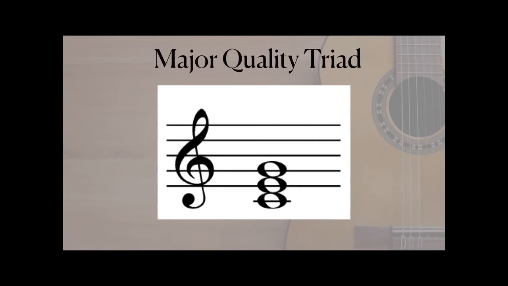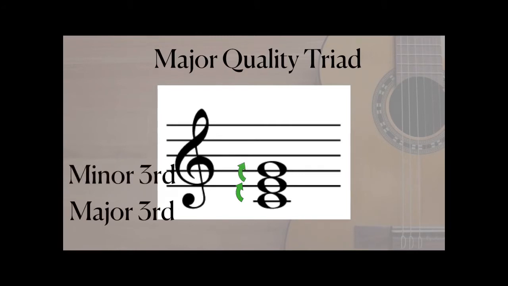What we see here is an example of a major quality triad. It's a C major triad, and C major has become a friend to us this semester. We see the third at the bottom, but it's a major third. Above that, our other third is a minor third. Every major quality triad has a major third on the bottom, between the root and the third, and a minor third on the top, between the third and the fifth. They also have a perfect fifth, always, between the root and the fifth.